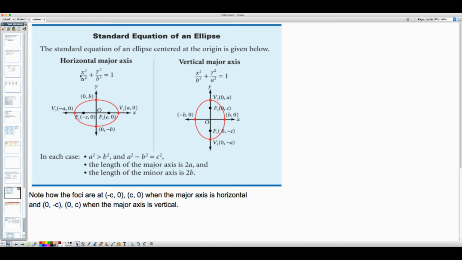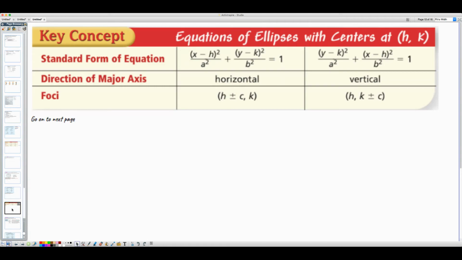And if it's a horizontal major axis, this is the form it takes. Vertical major axis, this is the form it takes, where a, this distance, is always going to be the distance. 2a is going to give you the distance of the major axis, whichever way you're going. So if it's x over a squared, it's going to be horizontally oriented. If it's y over a squared, it's going to be vertical. Something to watch for. And here's a summary.